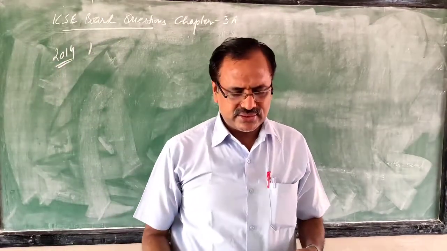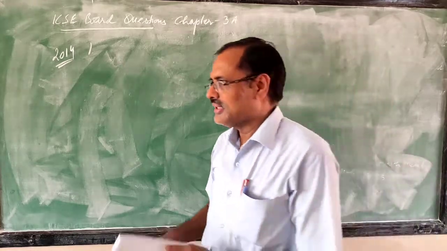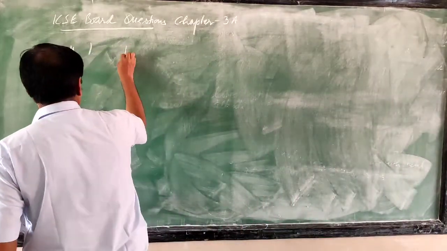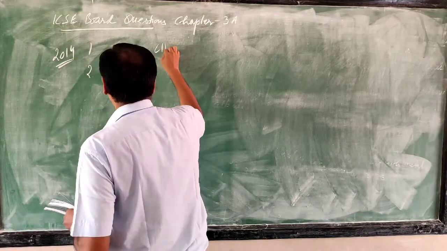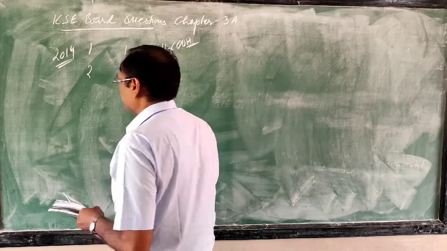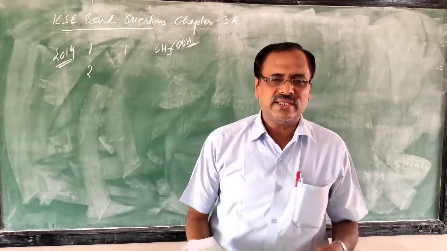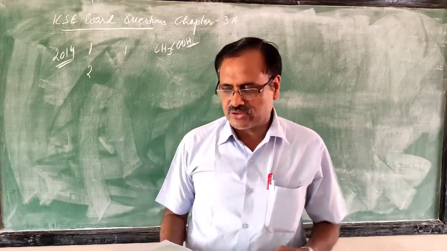Fill in the blanks from the choices. The basicity of acetic acid is 1. In acetic acid, you know that 4 hydrogen atoms are there, but the replacement of only one is there. So that's why the basicity of acetic acid is 1. Now the second question.